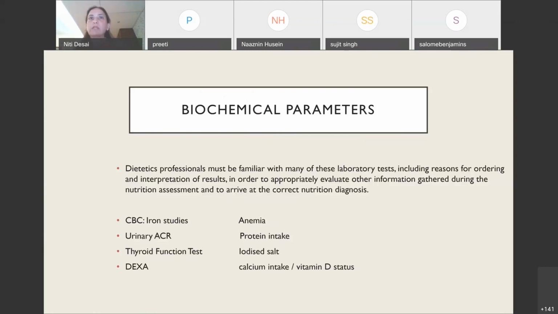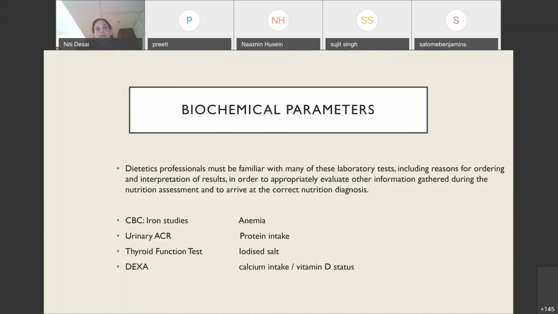the first question that we need to ask is whether the patient is not using iodized salt. In this day and age, a lot of people are moving towards so-called natural salts, pink salts, sendha namak. So if it's hypothyroidism, this is something that should come to our mind immediately.